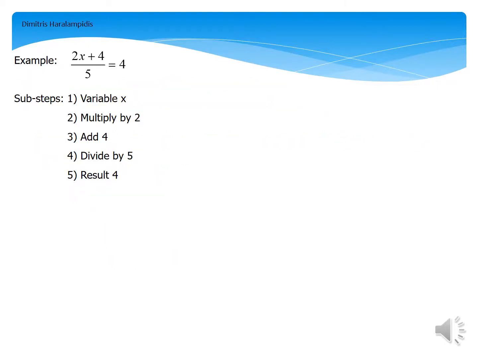Let's do one more example. Let the equation (2x + 4) divided by 5 equals 4. This equation can be described by the following substeps. As we mentioned, we always begin by the variable x. Then, as we can see from the given equation, we have to multiply by 2. Then we have to add 4, then divide by 5, and finally result to number 4.